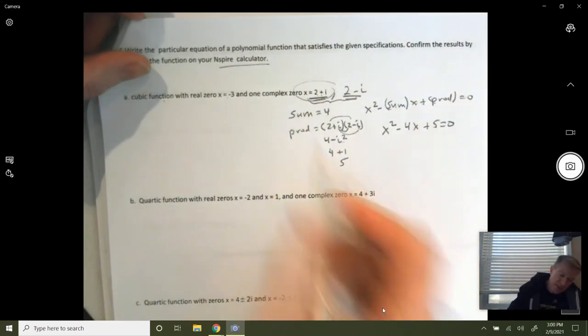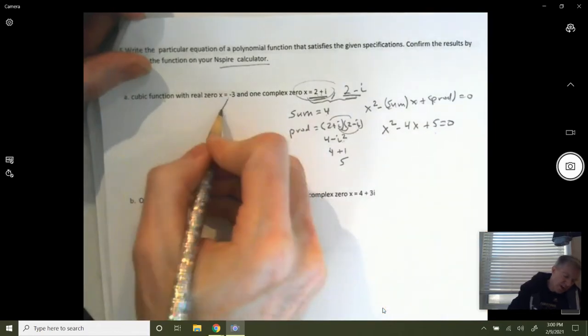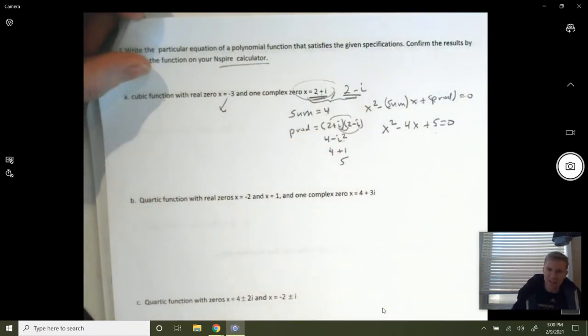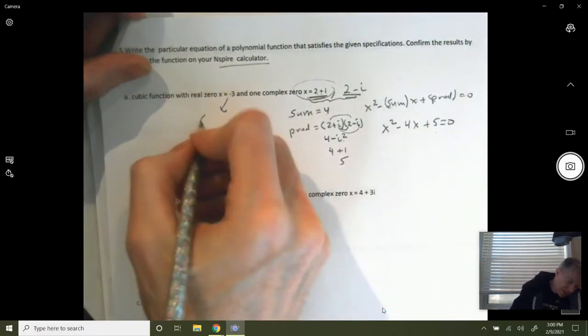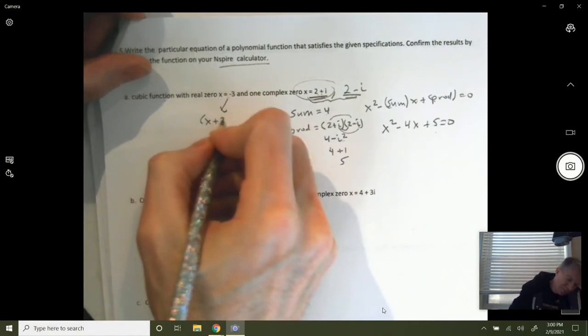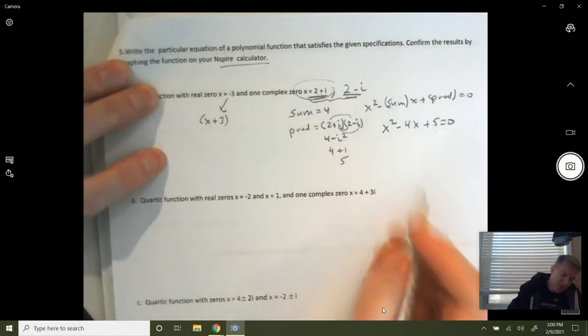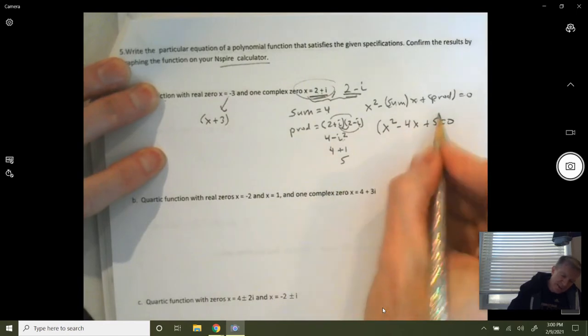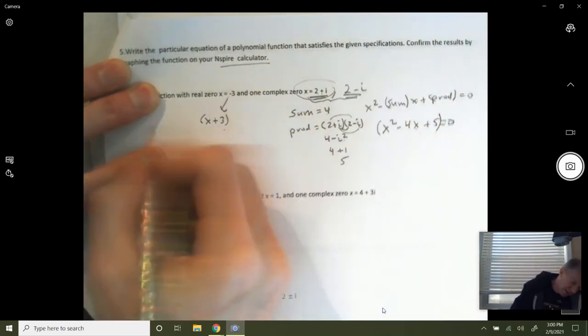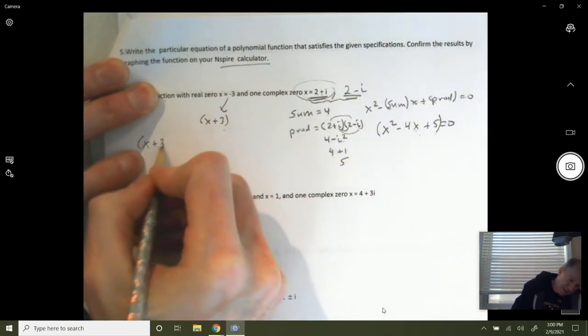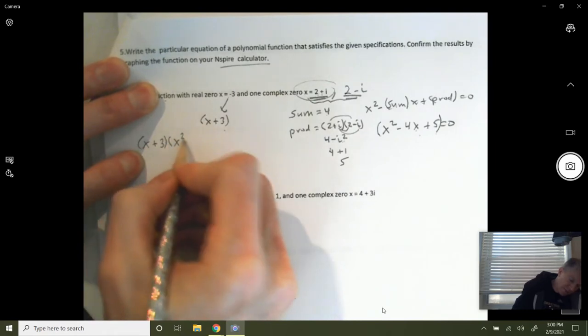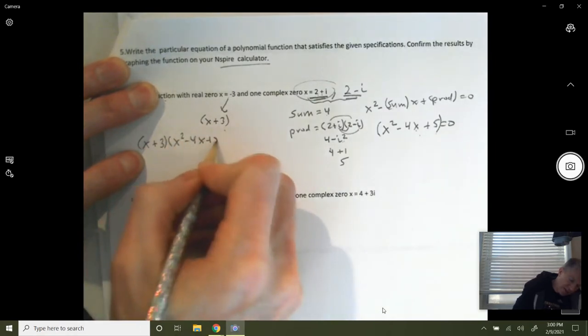Okay, that's not cubic. I also know I've got a real 0 at x equals -3. So my other factor is going to be x plus 3. So my cubic is going to be this thing times this thing. So I've got x plus 3 times x squared minus 4x plus 5 equal to 0.